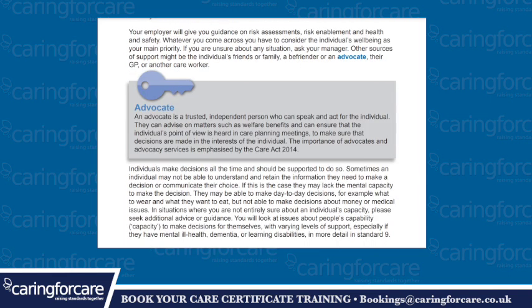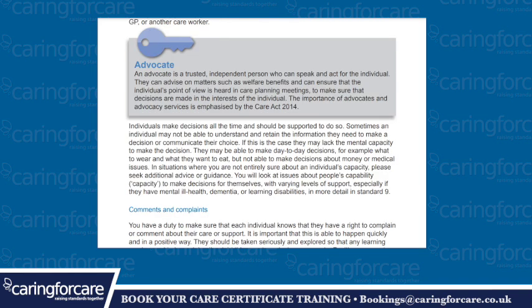Your employer will give you guidance on risk assessments, risk enablement, and health and safety. Whatever you come across, you have to consider the individual's well-being as your main priority. If you are unsure about any situation, ask your manager. Other sources of support might be the individual's friends or family, a befriender or an advocate, their GP or another care worker. Advocate. An advocate is a trusted, independent person who can speak and act for the individual.